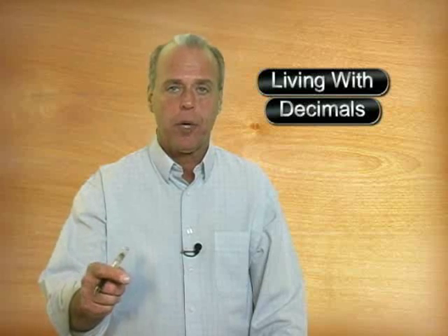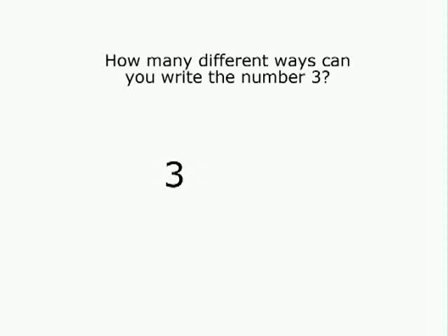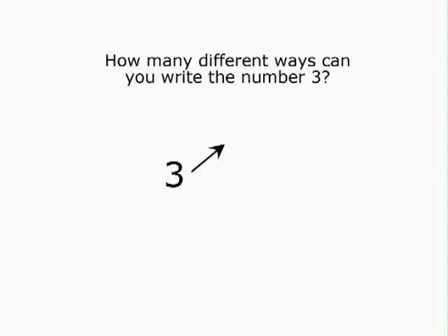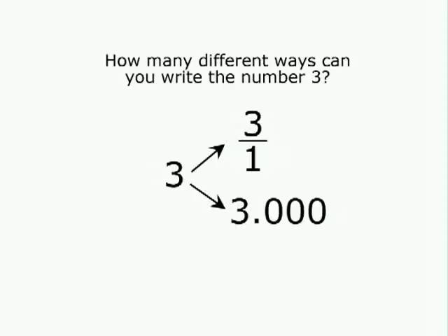Let me ask you another question before we go any further. How many ways can you write the number 3? Is this a trick question, Mr. C? No, not really. This is something all students should know. Any whole number can be written as a fraction simply by writing the number over 1, and any whole number can also be written as a decimal number simply by writing a decimal point behind the number and placing a 0 or zeros behind the decimal point.